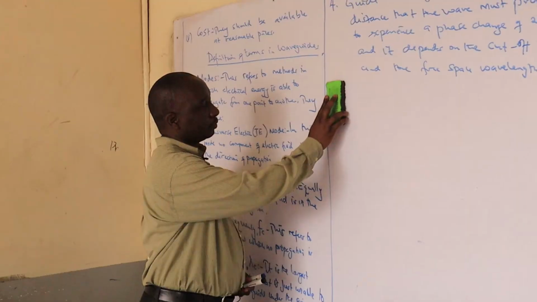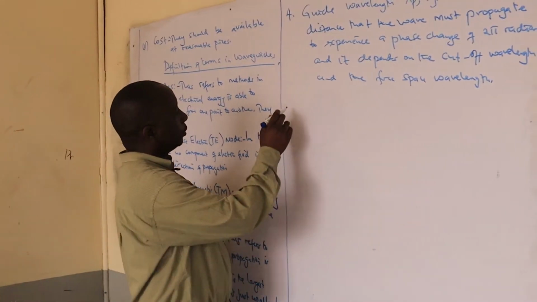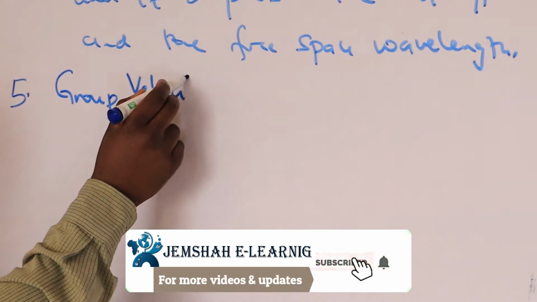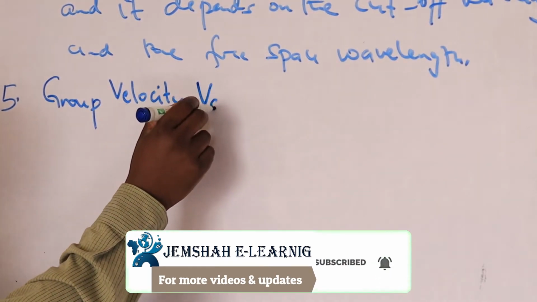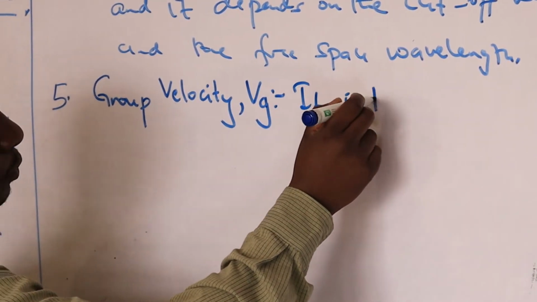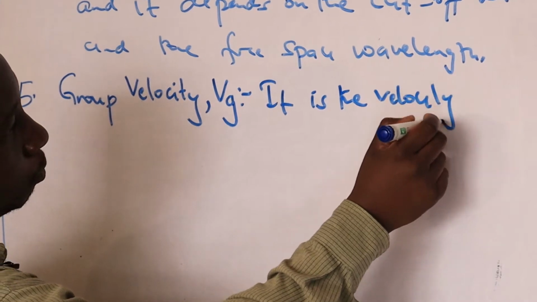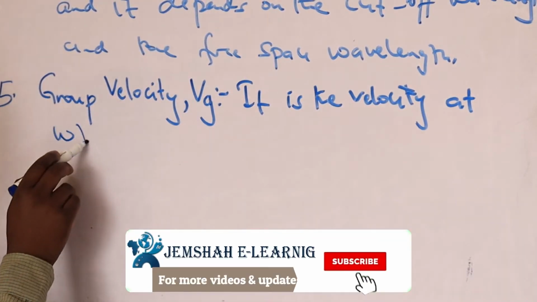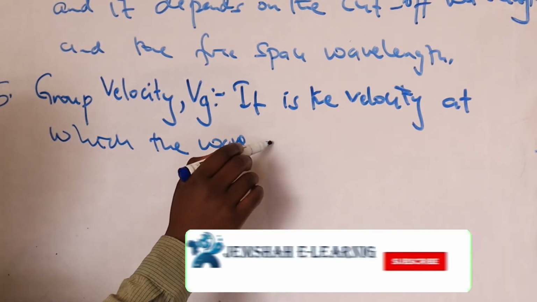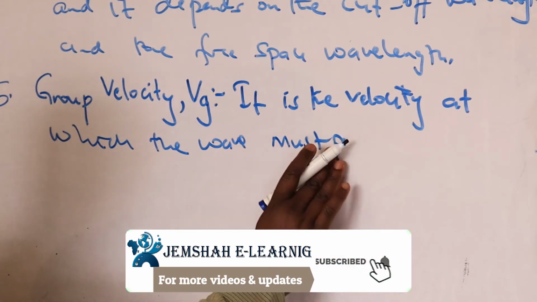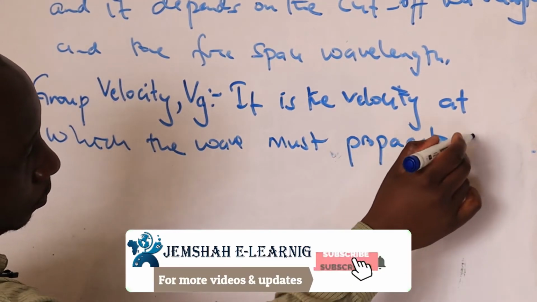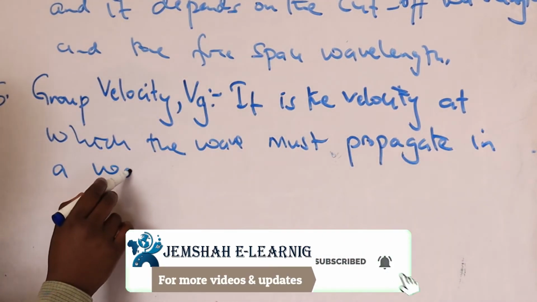Our term number 5 is group velocity, that's Vg. It is the velocity at which the wave must propagate in a waveguide.